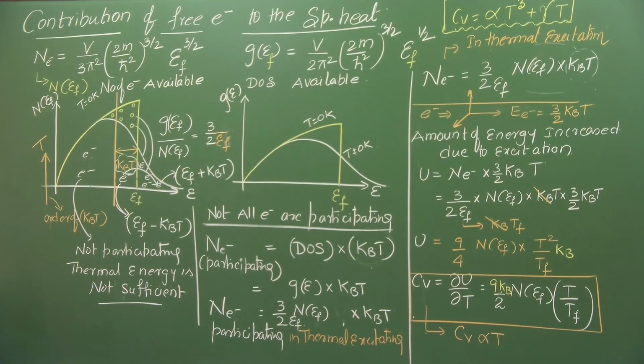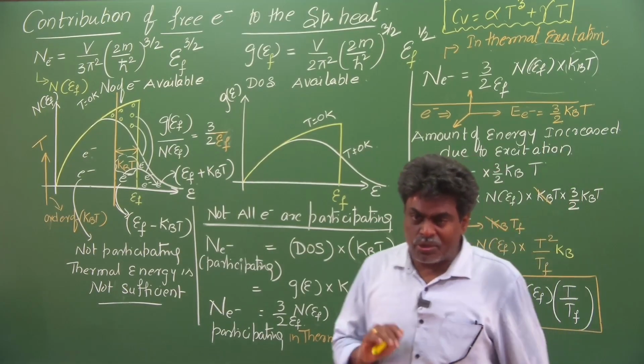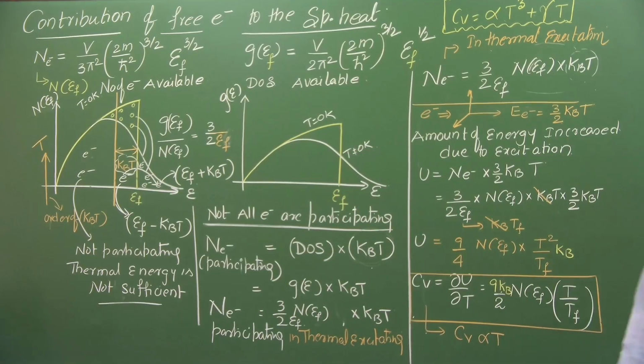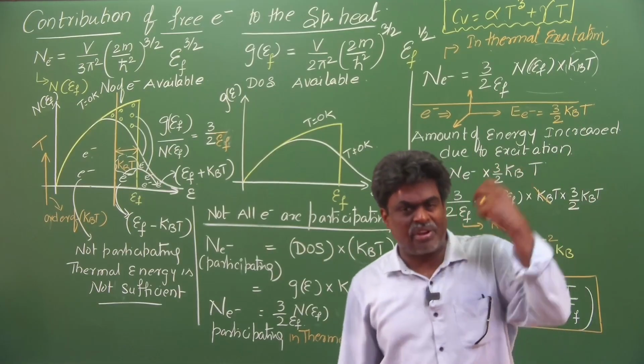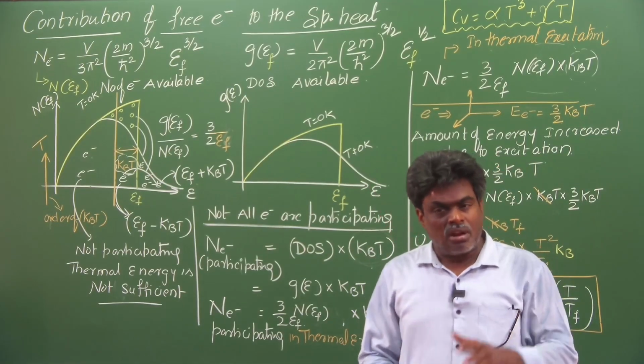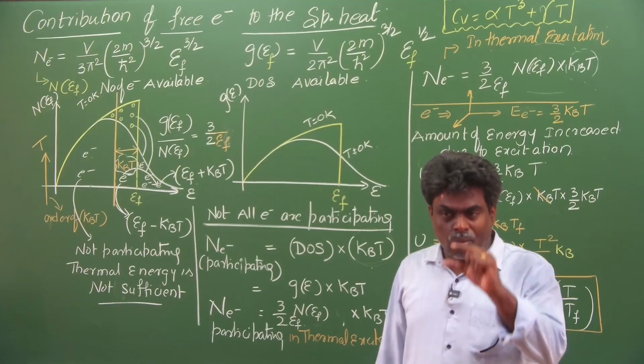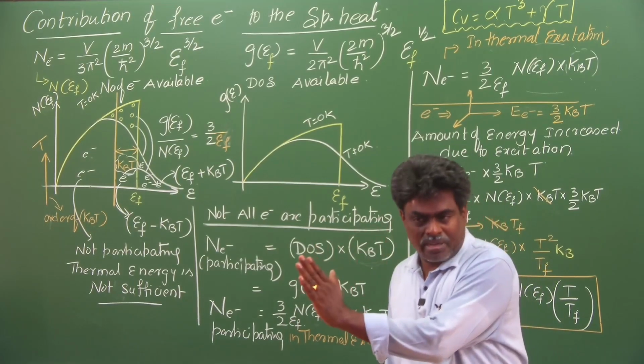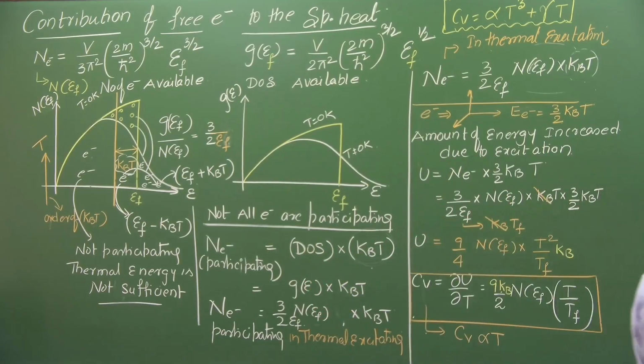If anybody asks, lattice contribution is more, free electron contribution is less, in interviews they will ask. Specific heat is alpha T cube plus gamma T. So that indicates that the free electron contribution is less. Why is the free electron contribution less? Conductors have many free electrons. Then you have to say, not all electrons are participating, only a few electrons below the Fermi level within energy kBT are participating. The remaining electrons stay as they are. That's why only a small amount of energy is increased, and that's why the contribution is less.